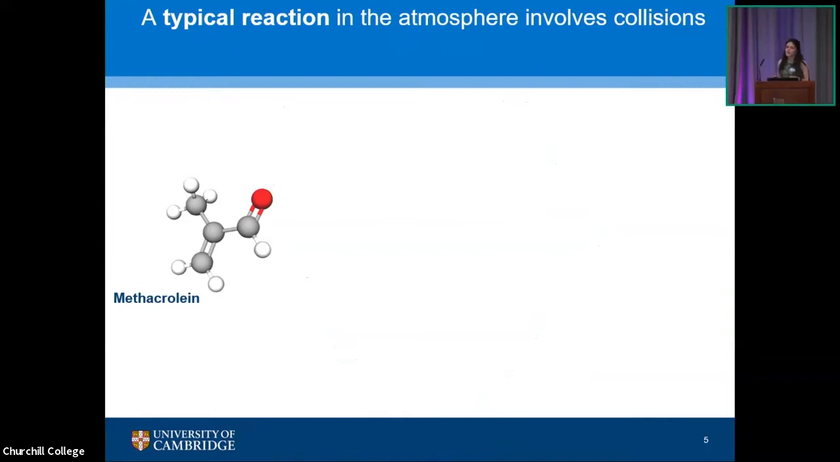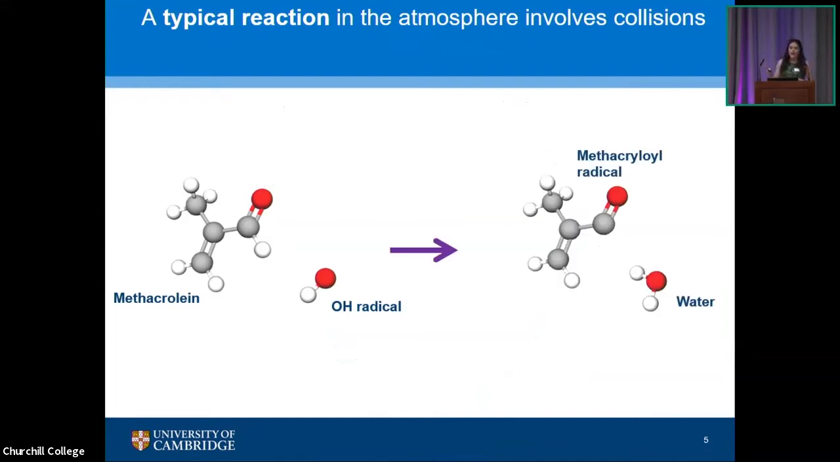So the typical reaction would be to do with collisions. My example here is methacrylene. It originally comes from a tree-based compound. And so a collision would be with something like an OH radical. There aren't a lot of these in the atmosphere, but they're really, really reactive. So when it just happens to collide with methacrylene in the right spot, it might react to form water and a methacrylyl radical. In this case, when I say radical, it means it's reactive, and you'll see that it'll transform and form different compounds later. But again, that started off with a collision.